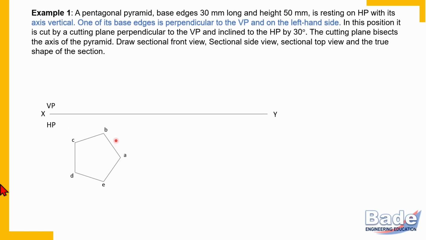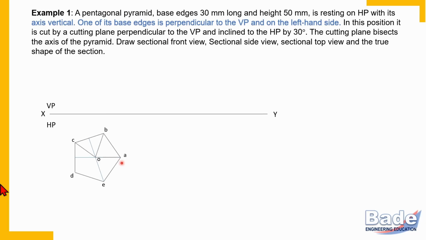But it is a pyramid, it has apex. Since axis is vertical, in the top view, apex coincides with the center of base. And that is why we should mark apex. To mark apex, that is center of pentagon in the top view, join any two corners with midpoint of corresponding opposite edges. Now here we have located point O, that is apex, in top view. Now join apex with all base corners.